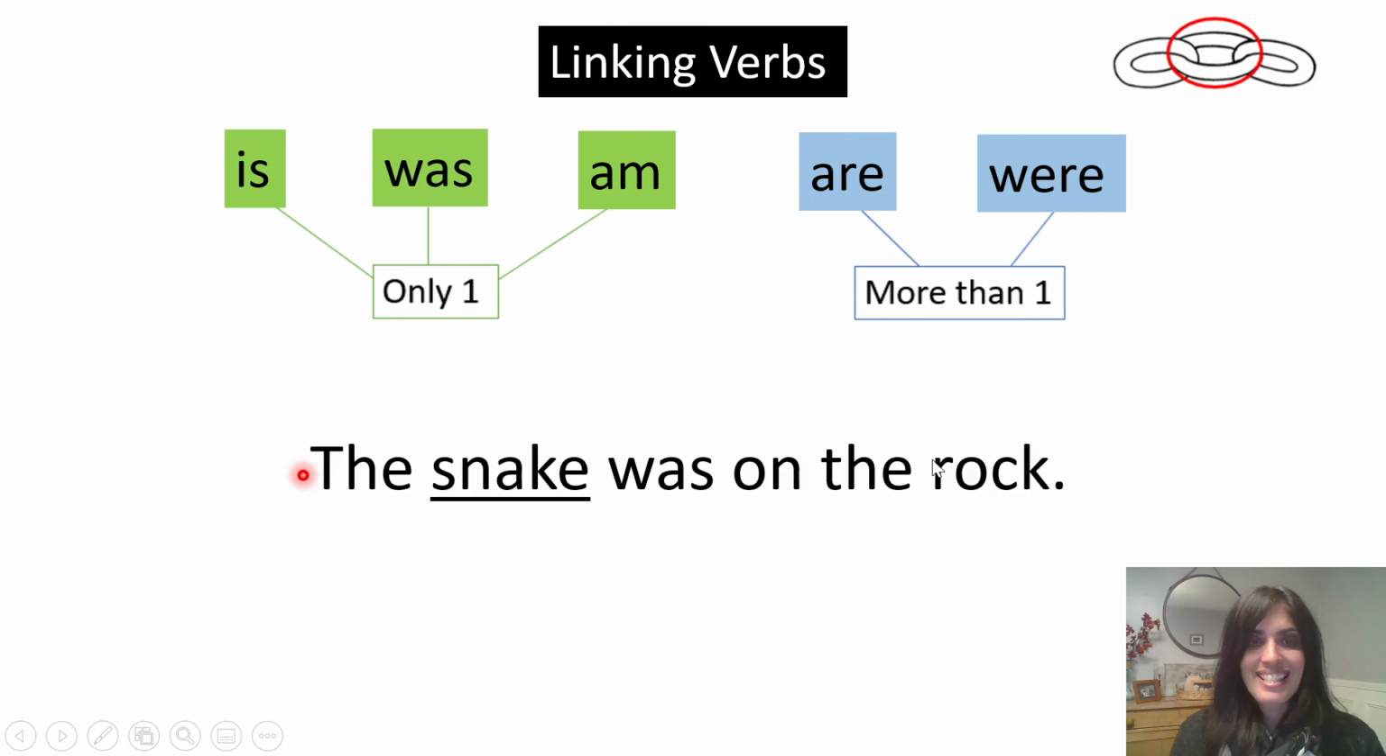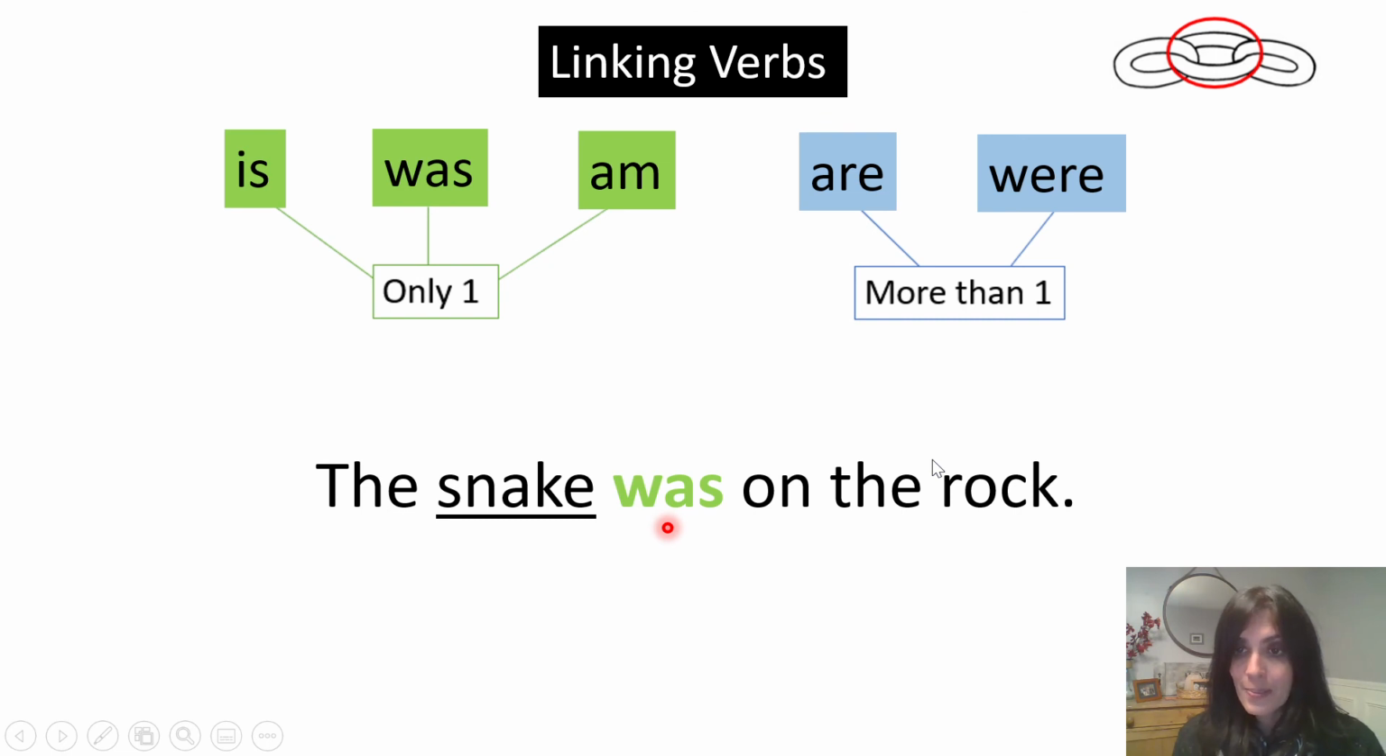Let's listen to the sentence. It reads, "The snake was on the rock." Since there is only one snake, I'm going to use the linking verb was. Snake and was, only one, so I'm going to use was.